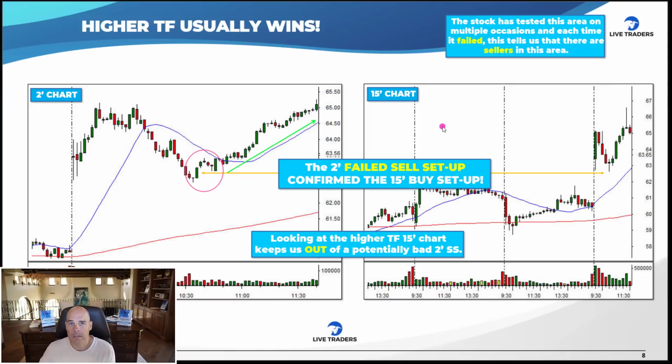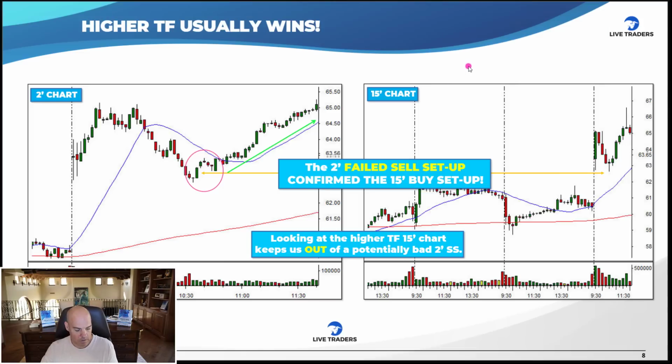This is a good buy setup on the 15-minute. It's at least a decent buy setup on the 15-minute. Okay? The 2-minute failed, right? The 2-minute failed sell setup confirmed the 15-minute buy setup. So the failure of this sell setup right here is actually the trigger of the buy setup. So looking at the higher time frame 15-minute chart keeps us out of a potentially bad sell setup, right? I forgot to do it again over here. Okay? It keeps us out of a potentially bad sell setup.